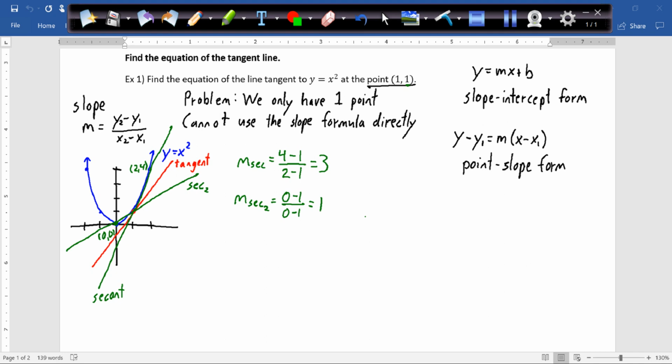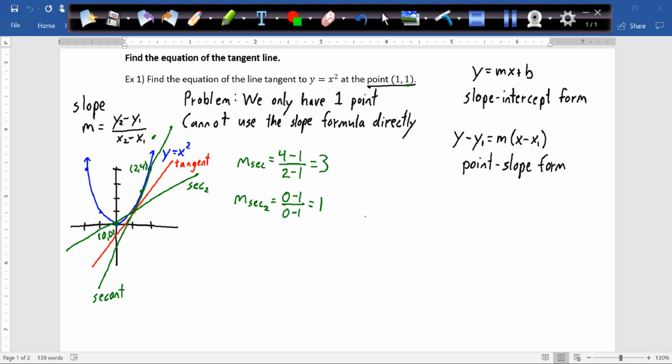I'll give you a hint. Let's do another secant line. Where would you choose your second point? There's a lot of different answers you could give. Should I choose a second point up here on the curve, or maybe down here on the curve?